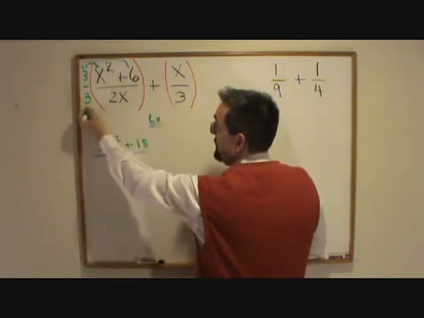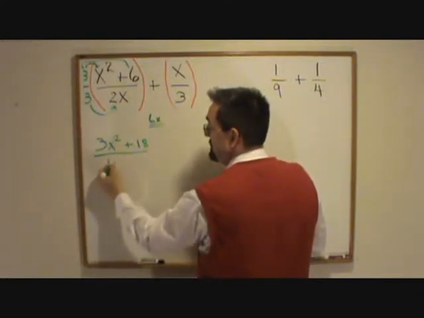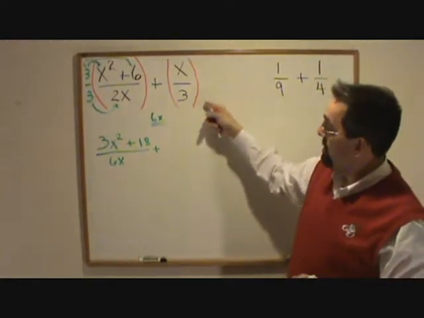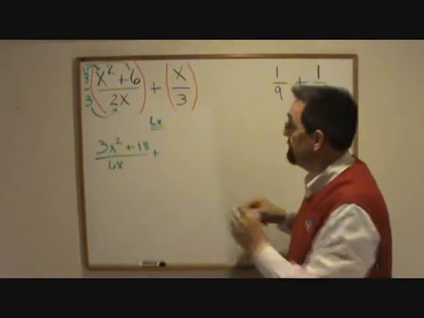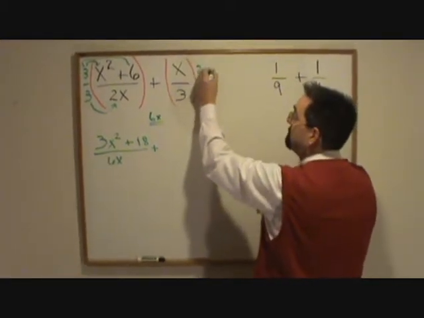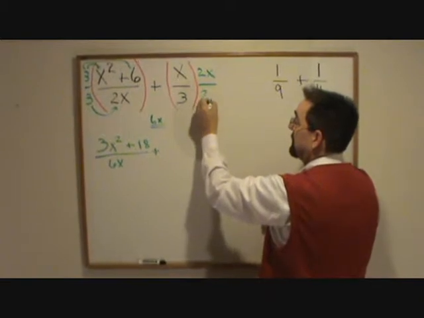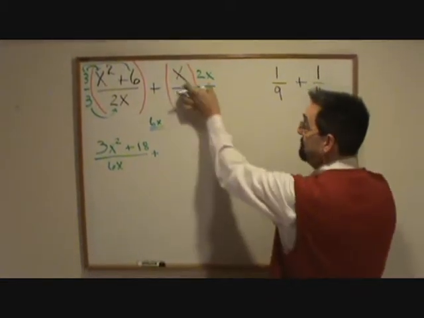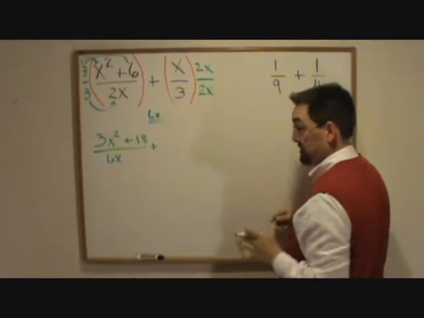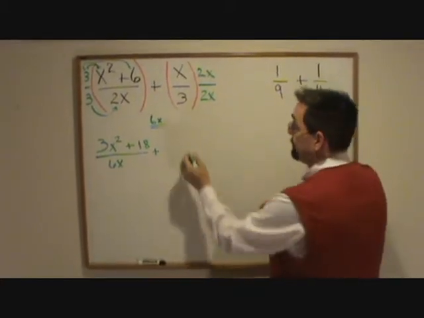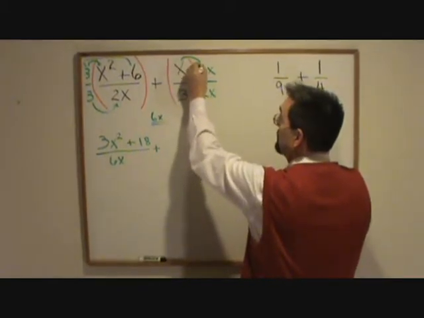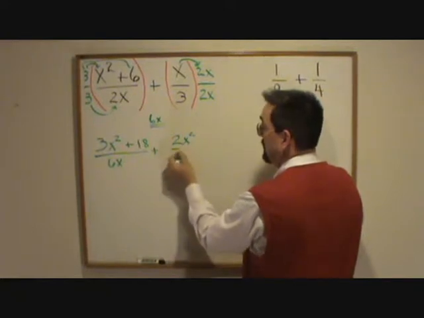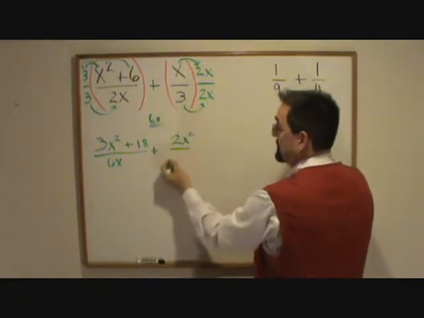In the bottom, distribute: 6x. Now this one, we're missing a 2x. So let's multiply top and bottom by 2x. 2x over 2x is the same as 1, so if we multiply this fraction by 2x over 2x, we haven't really changed it. Distribute. We'll get 2x squared all over 6x.